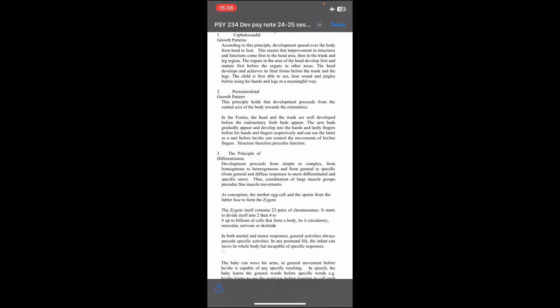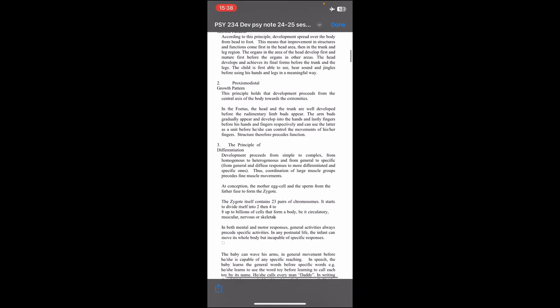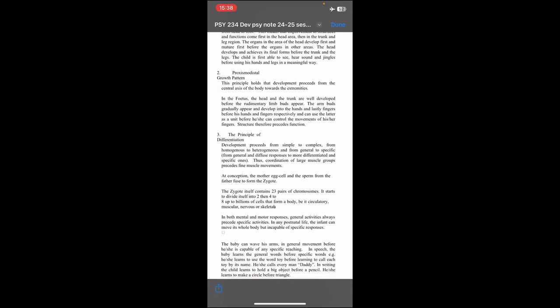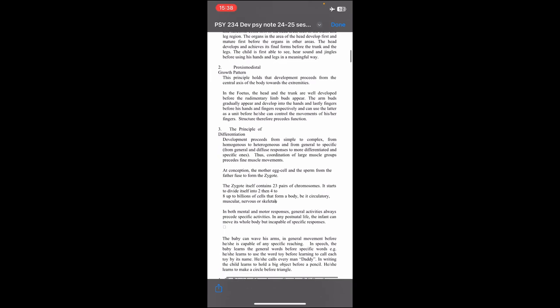This one, I don't really have a way to break it up, but it's basically saying that growth occurs from the central axis, from your center, from your trunk, before it gets to the extremities. And again, everything in the trunk is first developed before the extremities begin. The principle holds that development proceeds from the central axis of the body towards the extremities. In the fetus, the head and trunk are well developed before the rudimentary limb buds appear. Then after the limb buds, you have the arm buds. And after the arm buds, you have lastly the fingers.